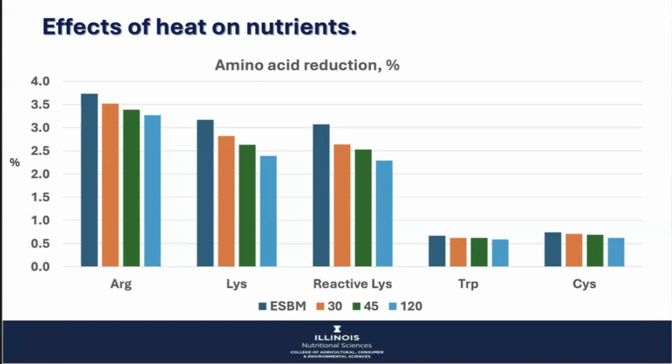All the amino acids decrease when the time in the autoclave increases. Arginine and lysine decrease due to the Maillard reaction. Reactive lysine also has a similar behavior to lysine. However, reactive lysine is always lower than total lysine. Cysteine is highly sensitive to heat because its sulfhydryl group forms cross-links or is oxidized, reducing its availability. And tryptophan can degrade through oxidation under high temperatures.